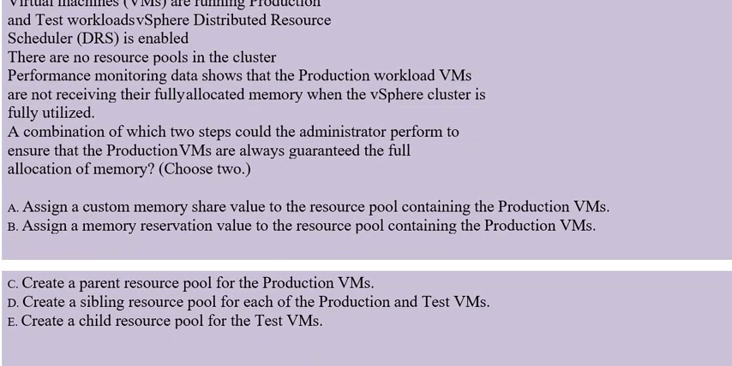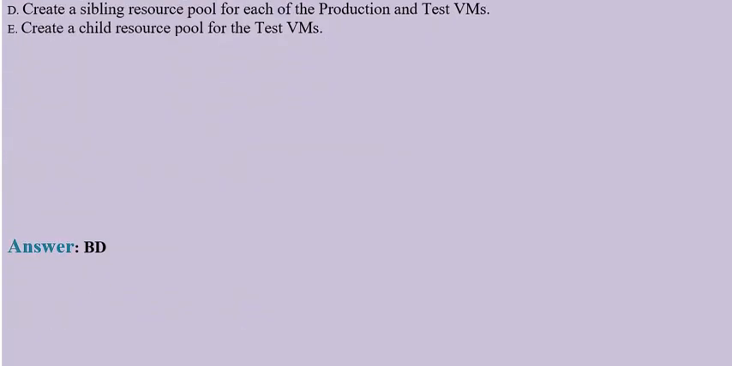Option A. Assign a custom memory share value to the resource pool containing the production VMs. Option B. Assign a memory reservation value to the resource pool containing the production VMs. Option C. Create a parent resource pool for the production VMs. Option D. Create a sibling resource pool for each of the production and test VMs. Option E. Create a child resource pool for the test VMs. Correct answer is option B and option D.